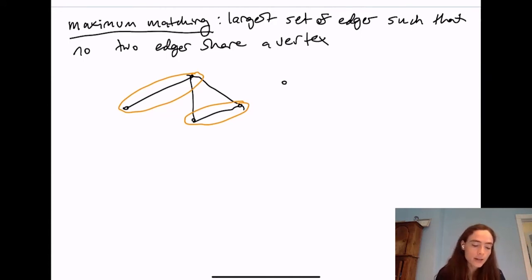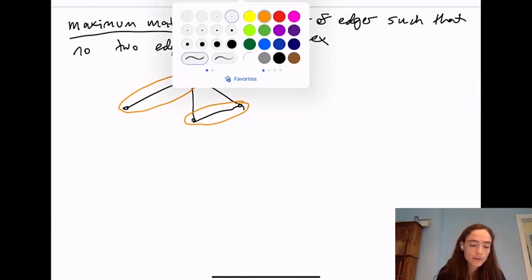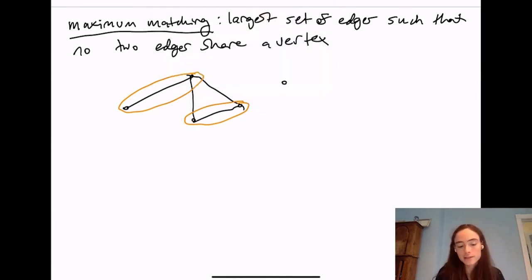So the maximum size matching for this graph is 2. And we can see we could never match this final vertex because there are no edges attached to it. So matchings are very important and come up in a lot of different applications.